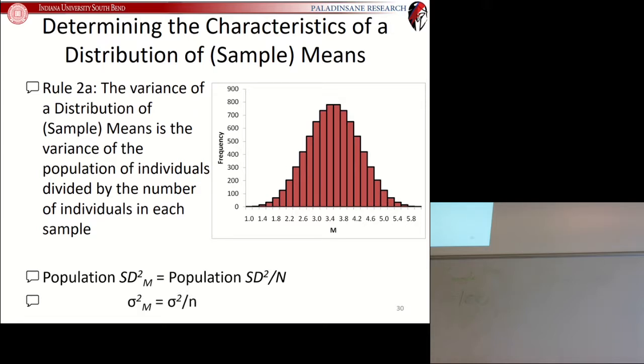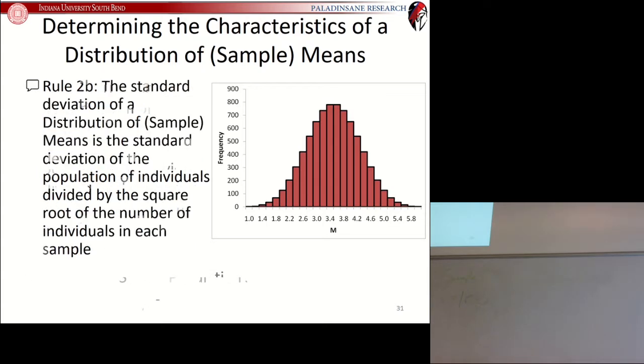In other words, the variance of your distribution of sample means is the same as the variance of your population divided by the size of your sample. So that's variance. And remember that the square root of variance is standard deviation. So that's where rule 2b comes from, where it says that the standard deviation for the distribution of sample means is the same as the standard deviation of the population divided by the square root of the size of your sample. So that's where that square root comes from.